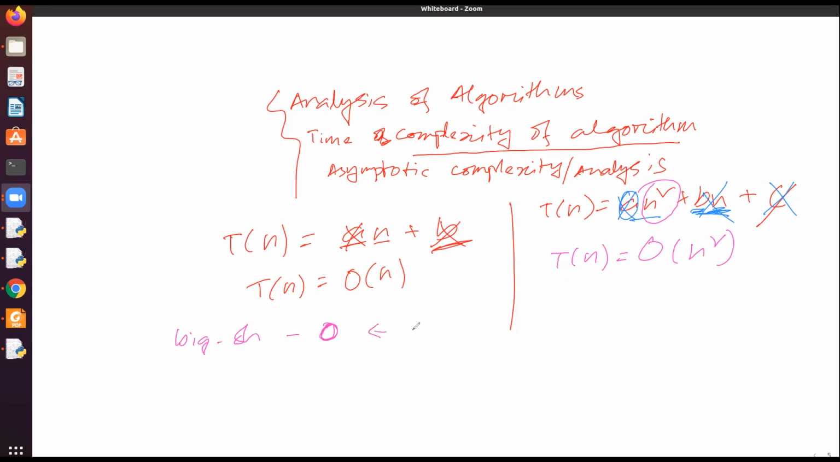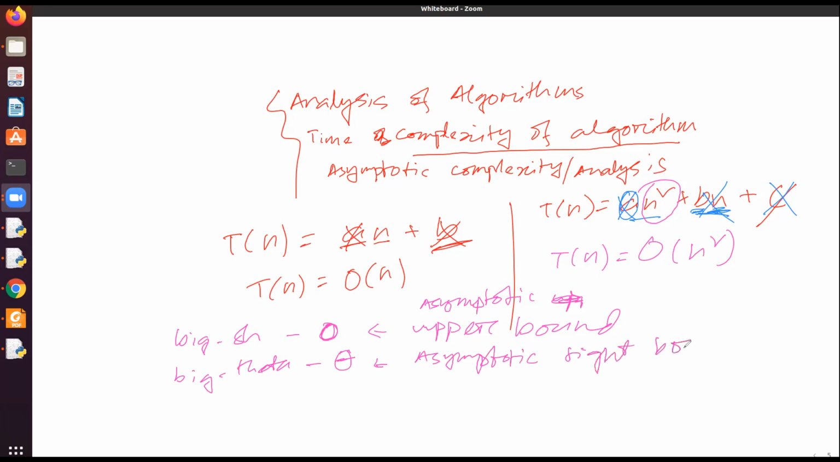This gives us the upper bound. This is called asymptotic upper bound. There are some other asymptotic notations also, but I will show you two others. One is called big theta, which is written in this way, theta. It gives us an asymptotic tight bound. And another one is big omega. It is written something like that. It gives us an asymptotic lower bound.